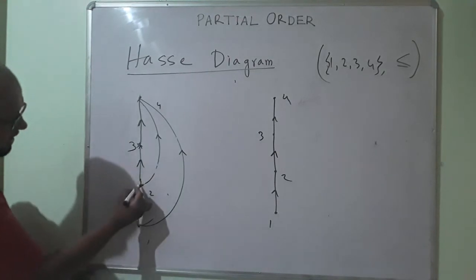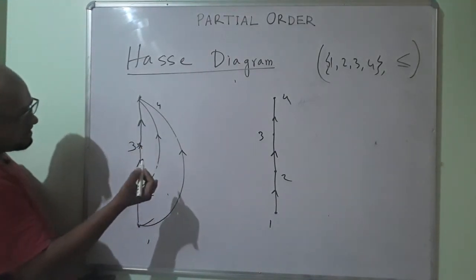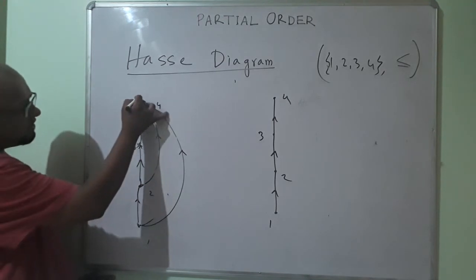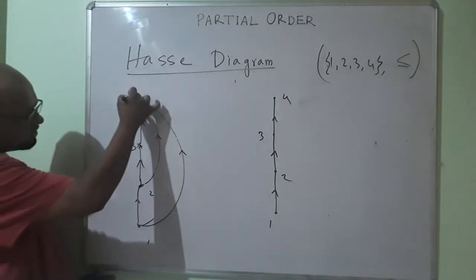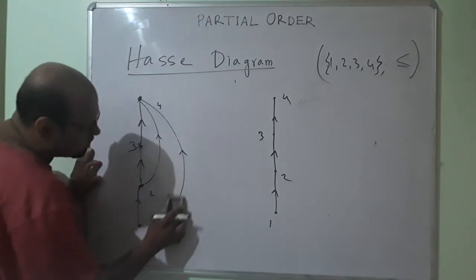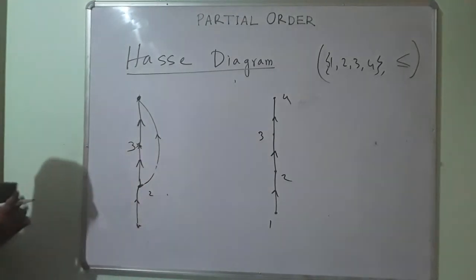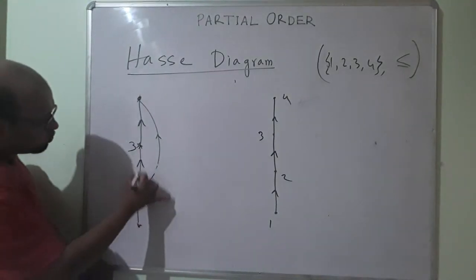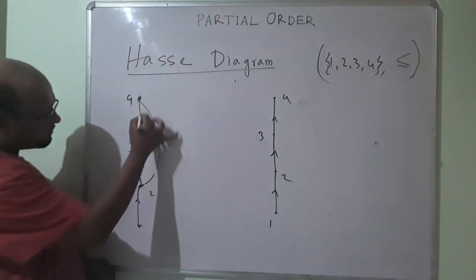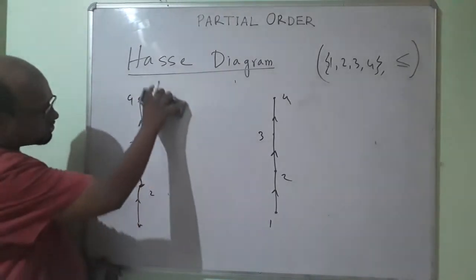Then 1 to 2 I have, 2 to 3 I have, so 1 to 3 is implied. Then 3 to 4 I have, so 1 to 4 is implied. Okay, so this transitive edge 1 to 4, which is implied by my transitive property, I don't need that anymore. Similarly 2 to 3 I have, 3 to 4 I have, then 2 to 4 is implied. I don't need to draw this as well.